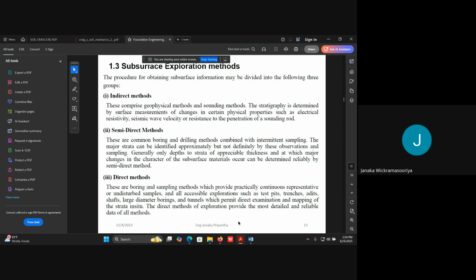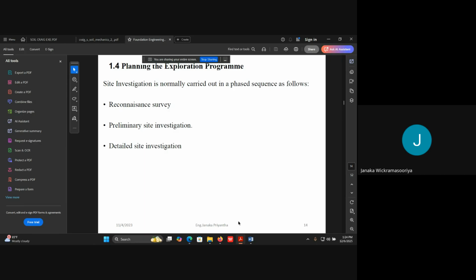We have explained how you plan in the exploration program: reconnaissance survey, preliminary site investigation, then we move to the detailed site investigation. You have to explain what we do during the reconnaissance survey, what we do during the preliminary site investigation, and what we do during the detailed site investigation. So likewise you will have to explain them, right?